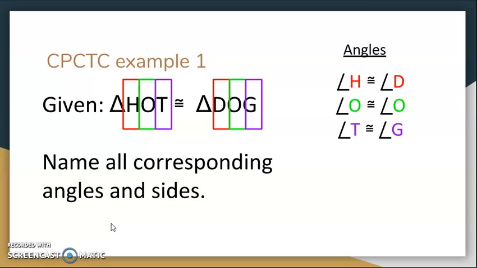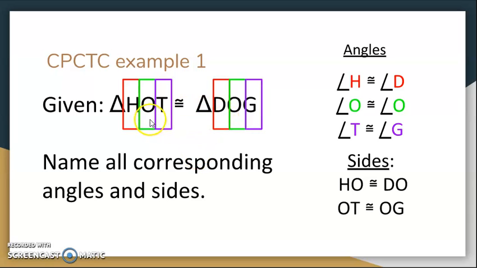Now that we know that, we can look at the sides, and we can say that HO, the first two letters here, has to be congruent to DO, the first two there. Similarly, OT, second and third, has to be congruent to OG, the second and third. And finally, HT would be congruent to DG.